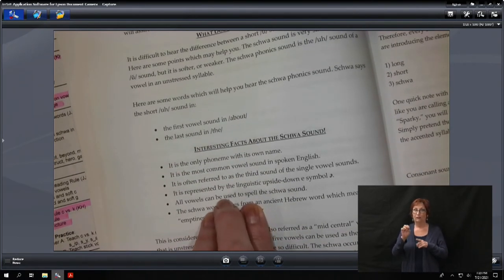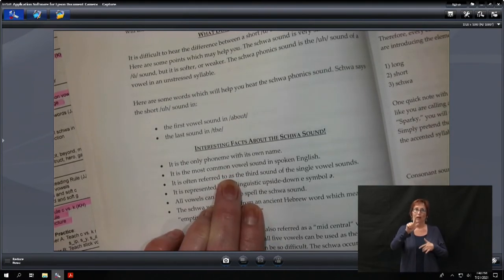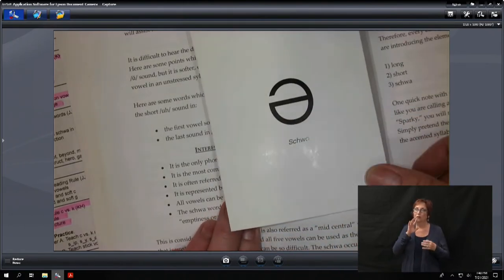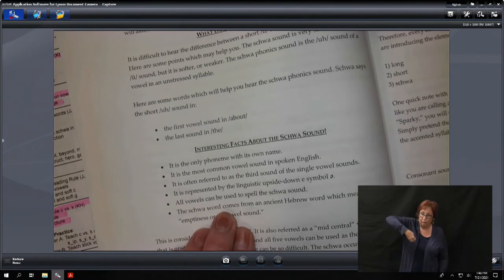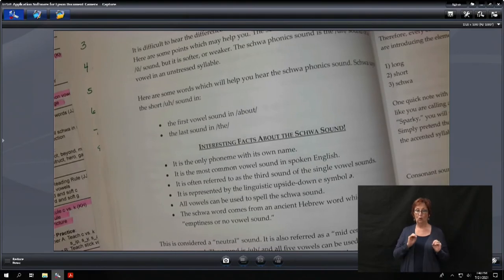Okay, some interesting facts about schwa. It's the only phoneme with its own name. This is the thing that got me when I first started teaching. It is the most common vowel sound in the English language. Why is it the most common? Because every vowel makes a schwa sound. So if every vowel can make the "uh" or the I sound, there's a lot of words out there that have that schwa in it. We already talked about how it's in the dictionary. Looks like an upside down E. All the vowels, I just said, can be used to spell the schwa sound. And it comes from the ancient Hebrew word which means emptiness or no vowel sound. Okay. You've got some more examples here.